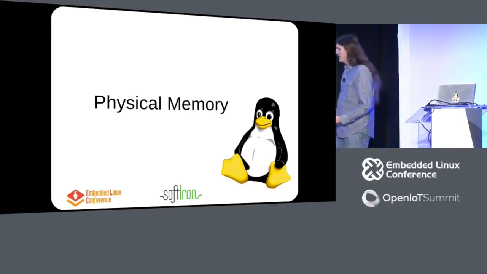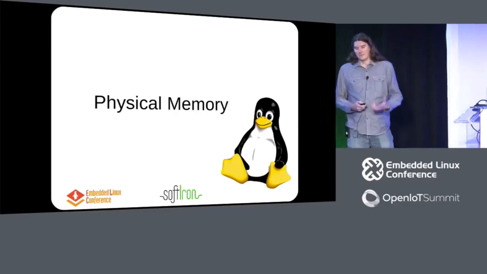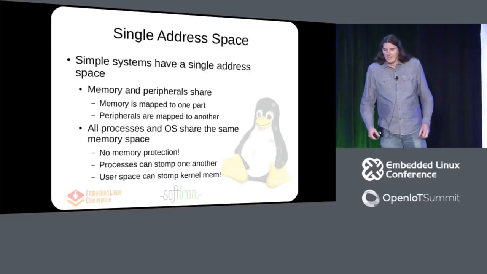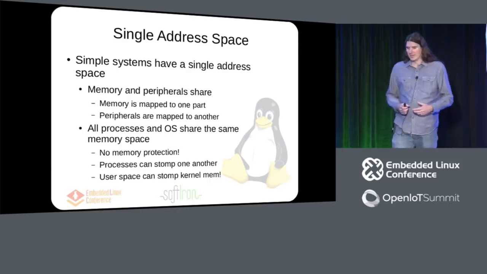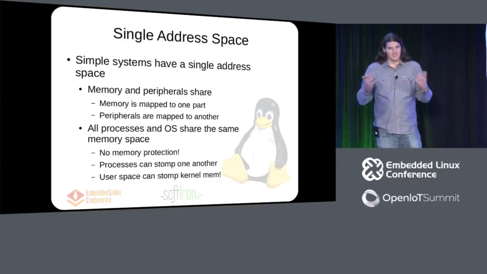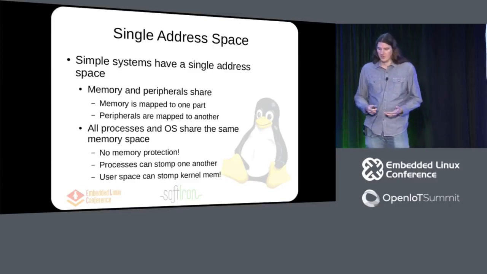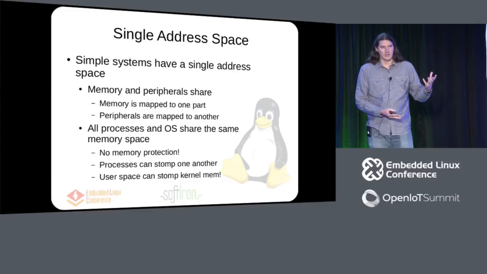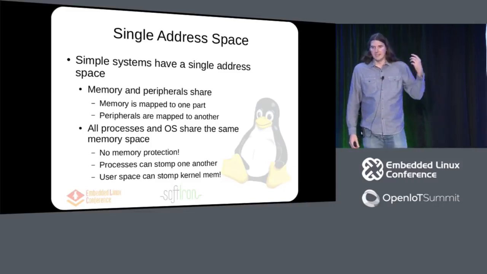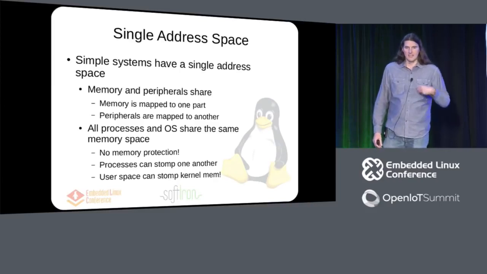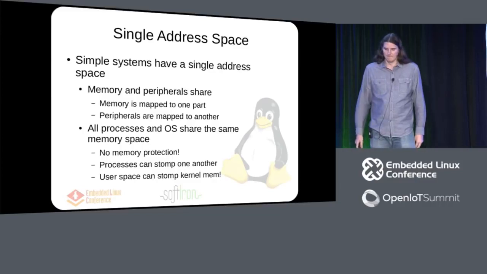So we're going to talk about virtual memory for the most part, but first let's begin by talking about physical memory. So some simple systems only have a single address space. In this single address space, memory and peripherals share it. So you'll have memory mapped to one part of the address space, and you'll have peripherals mapped to another. Many older systems are like this, and then many modern but small systems like microcontrollers are built this way.